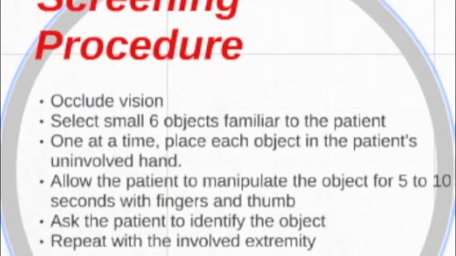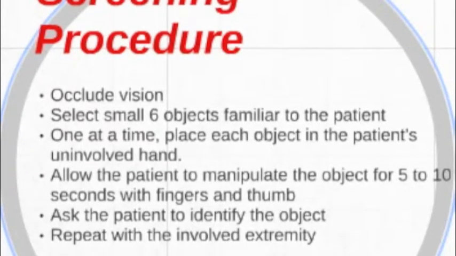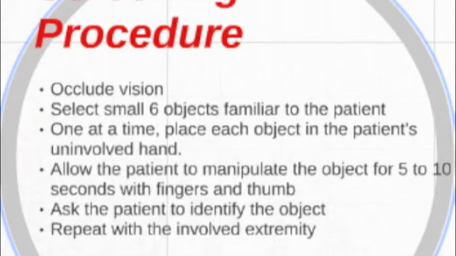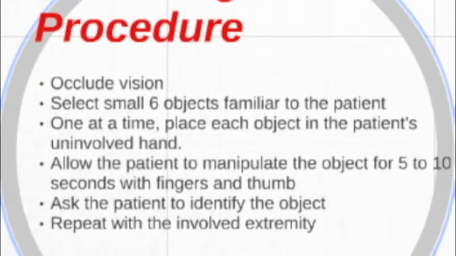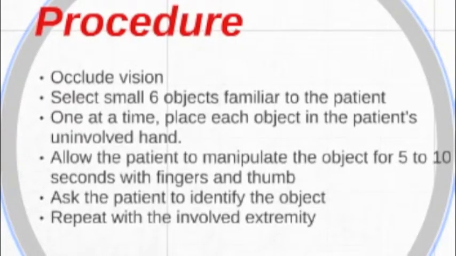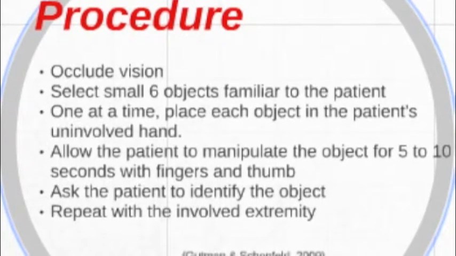One at a time, each object is placed in the patient's uninvolved hand. The patient needs to manipulate and hold these objects for about 5 to 10 seconds each, to give them a chance to process what they're feeling and be able to guess what might be in their hand. And after 5 or 10 seconds, the patient is asked to identify the object.